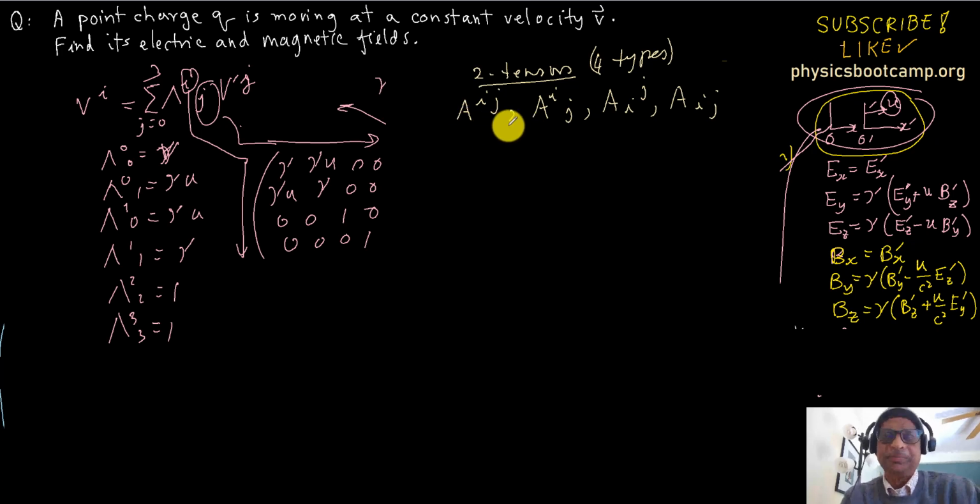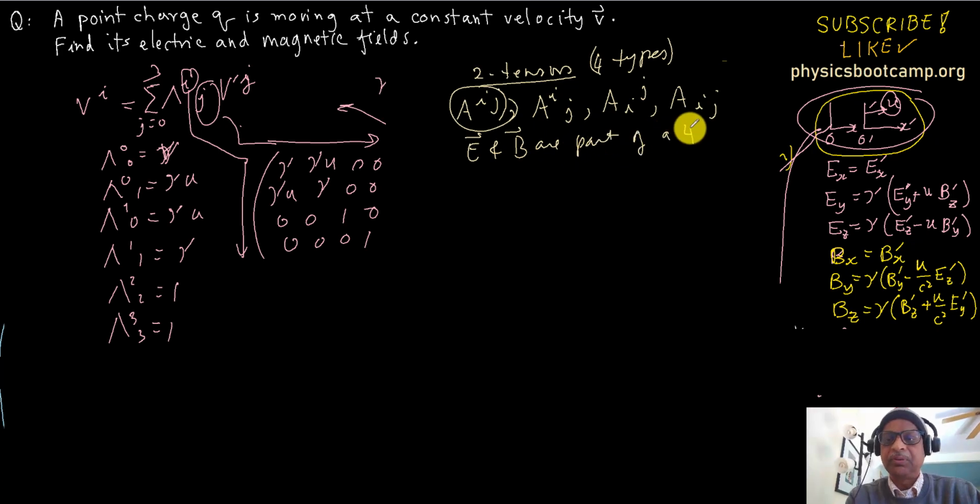In addition, the electric field and magnetic field are actually part of the F tensor. So E and B are part of a rank-two tensor in the four-dimensional space we're talking about, which is space-time.